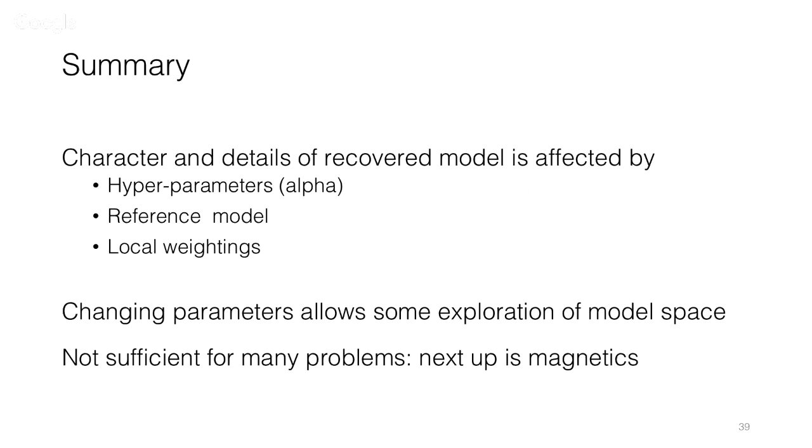So the summary here is that the character of the models is affected by these hyperparameters: alpha, the reference model, and the local weights. One of the things you can do with these parameters is change them around a bit just to explore model space, because that at least gives you a couple of examples of what the non-uniqueness is. And so those are okay, though not sufficient for some problems.